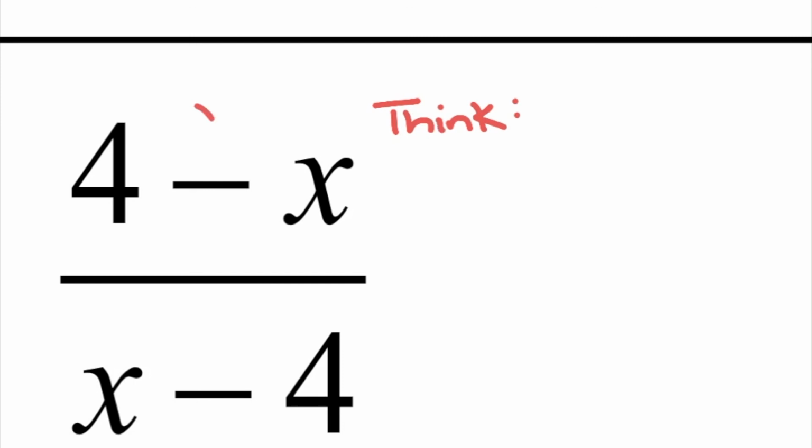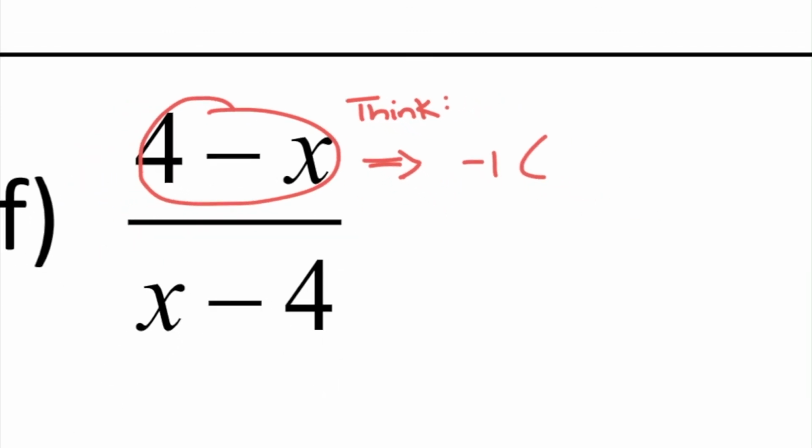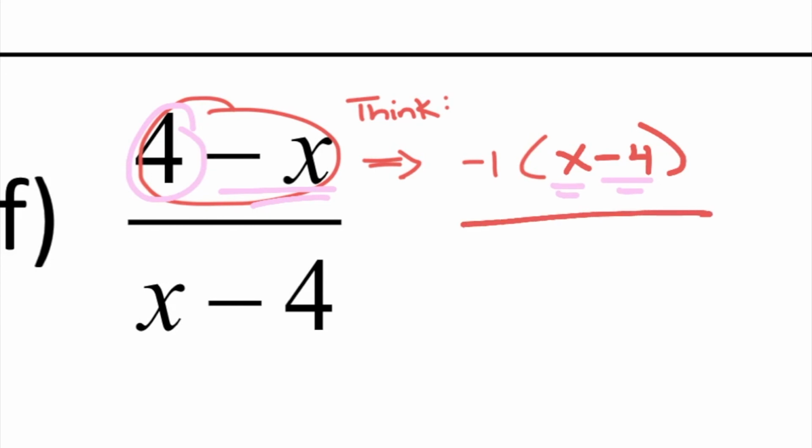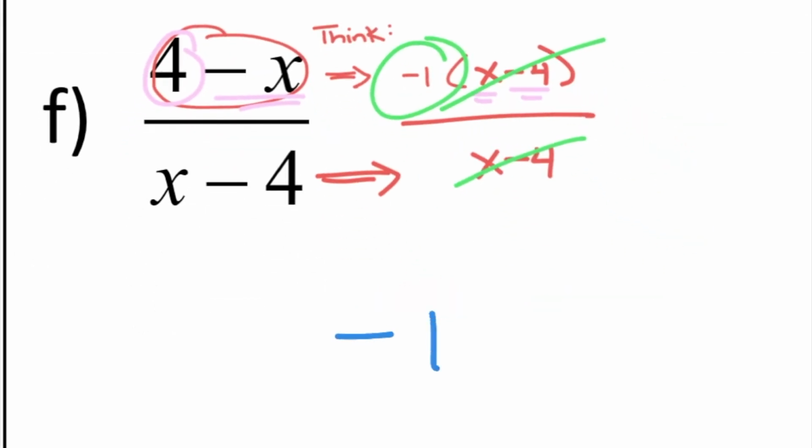But what you can think of here is that this thing up here is the same as negative 1 times x minus 4. And just to stress that, if you were to factor a negative 1 out of here, the 4 becomes negative and the minus x becomes positive. So I just took a GCF of negative 1 out of that and keep the same denominator, x minus 4. And now x minus 4 and x minus 4 cancel, and you're left with negative 1. So the answer to this is negative 1.